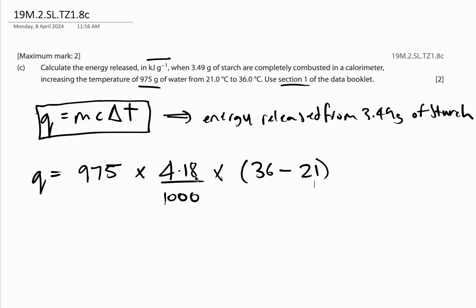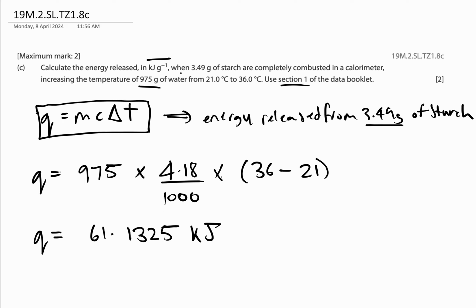So if I calculate this, I get Q is equal to, let's put this in my calculator, 975 times 4.18 divided by 1000 times 15. That gives me 61.1325. Okay, but what does this number represent? This number just represents the total energy released from 3.49 grams of starch, which is just this much kilojoules, right?